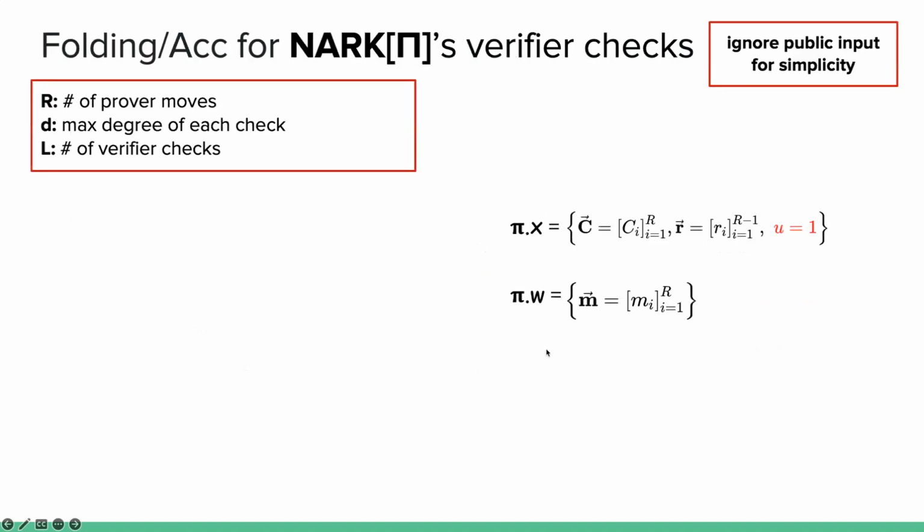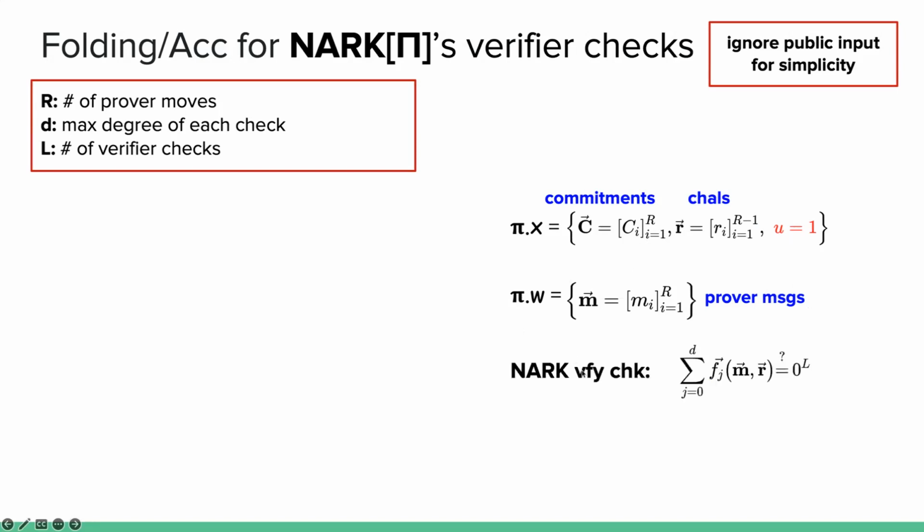So now, for this relation R, we already have a NARK proof, and we want to fold a lot of NARK instances. We have reduced this problem to folding many NARK instances. You see that this NARK proof has the following format. It consists of some short commitments and short challenges, and also some possibly long prover messages. And this NARK proof is valid if and only if a certain set of constraints, or equations, are satisfied. Namely, there are L different equations to be checked.